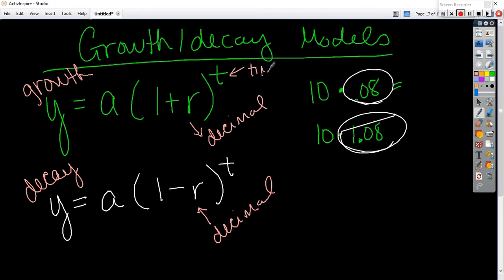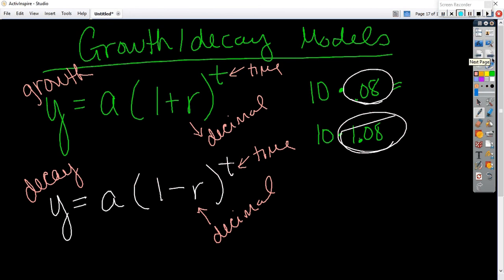T is your time. Remember, we're talking about growth or decay over time, and it depends on what your units are in. If you're in science and your isotope has a half-life of 30 minutes, then your units are half hours. If your bacteria multiplies every hour, then your units are hours. If you're putting your money in the bank and your interest is building yearly, then your time is in years. So it just depends on what unit your problem gives you. And we will get to some compound interest problems, but not today.